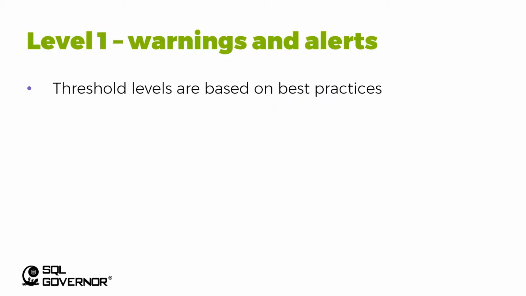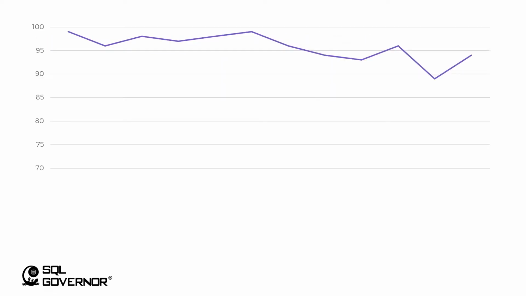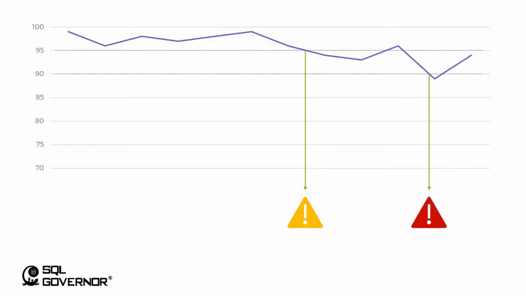And the most basic warnings and alerts you can imagine are ones that are based on threshold levels, based on best practices. These warnings are such as, for example, the SQL Server instance level performance counter, buffer cache hit ratio. If that is under 95% on an OLTP instance, that would be a warning. And then if the value drops down to 90% or less, it would be an alert.